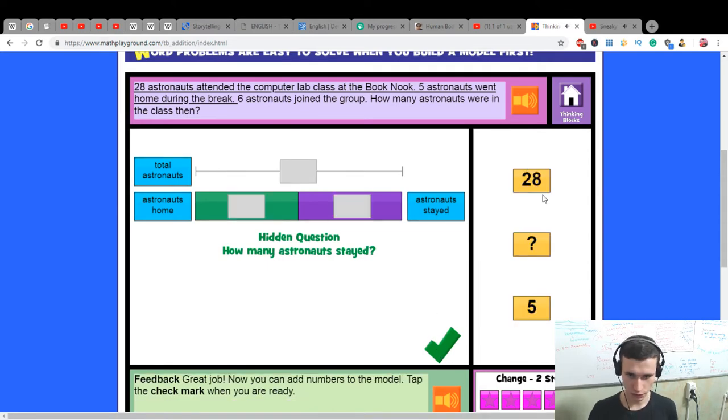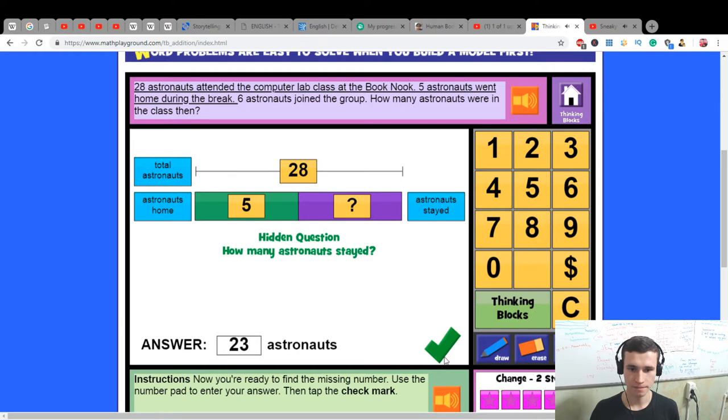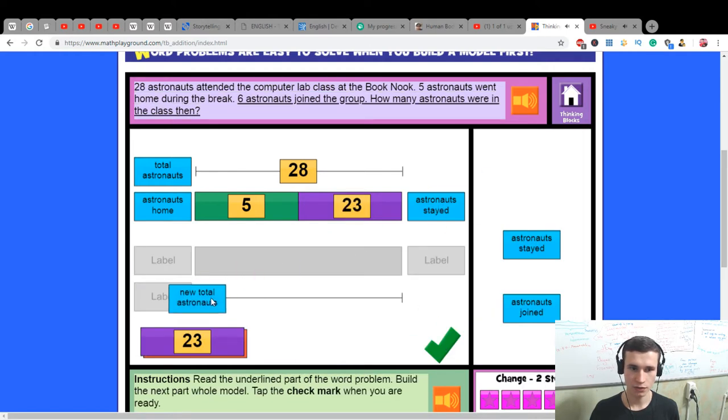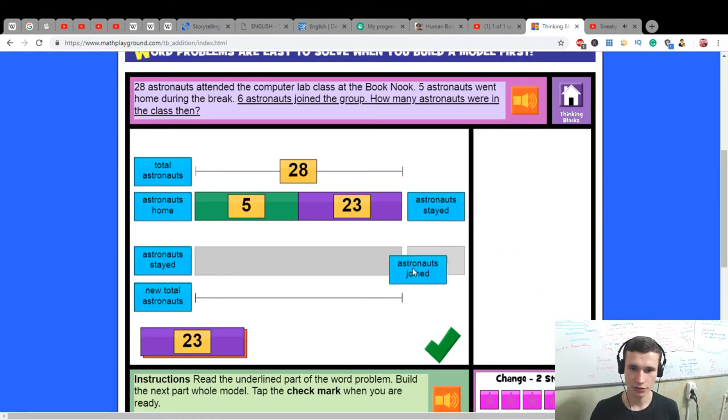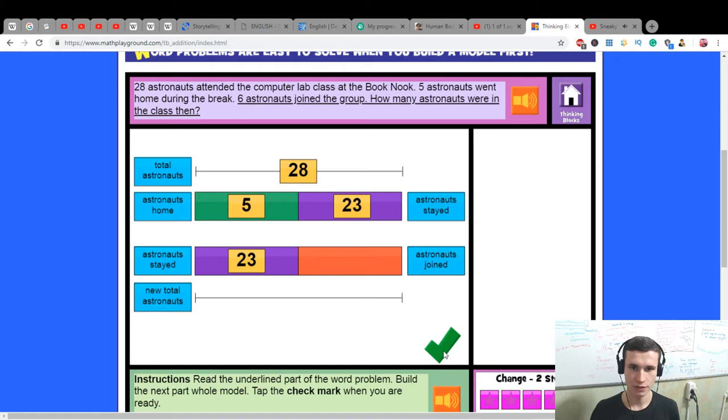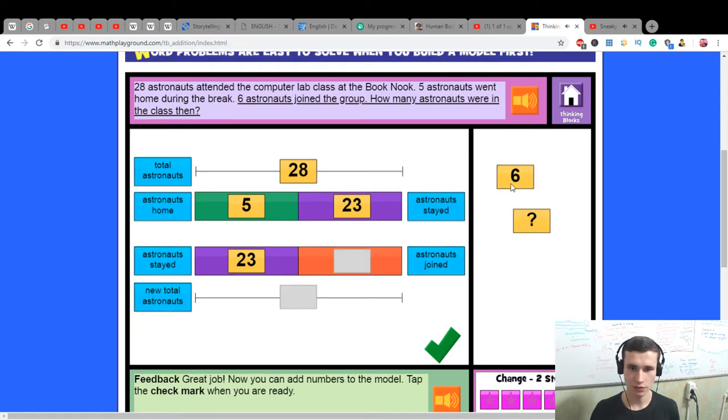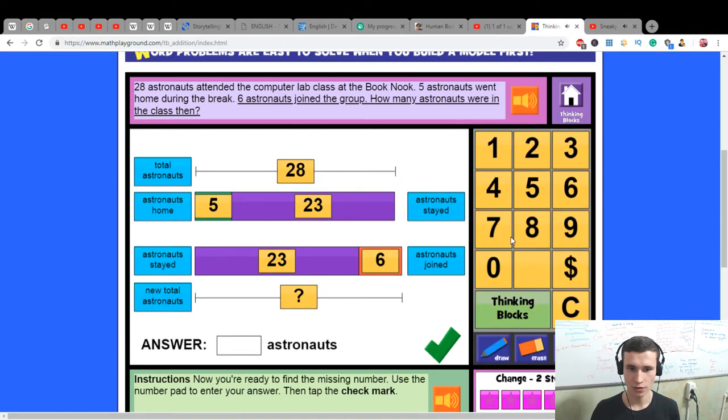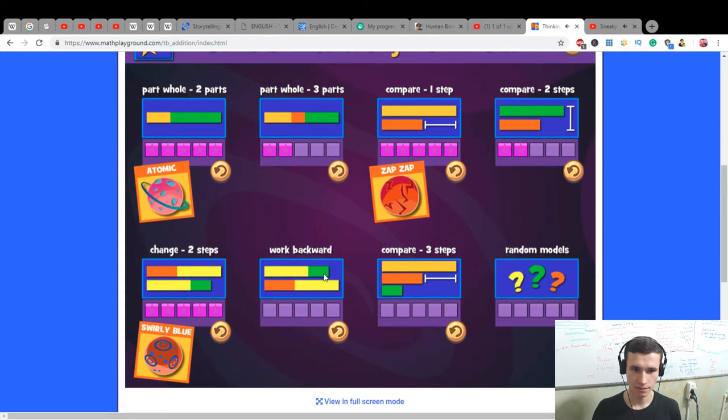Okay, firstly was 28. Astronauts home, 5 went home. And is 23. New total astronauts. Astronauts stayed, astronauts joined. Staying 23 and joined how many? 6 and in total 29. More than was... and is will be 29. Yes, good.